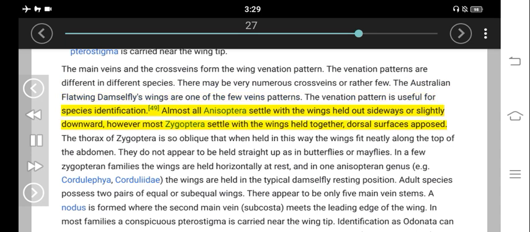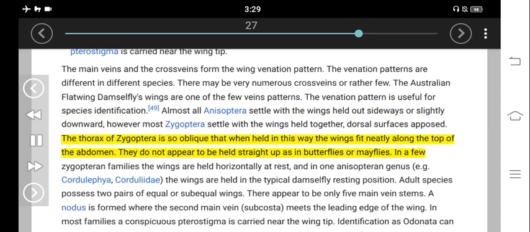Almost all Anisoptera settle with the wings held out sideways or slightly downward, however most Zygoptera settle with the wings held together, dorsal surfaces opposed. The thorax of Zygoptera is so oblique that when held in this way the wings fit neatly along the top of the abdomen. They do not appear to be held straight up as in butterflies or mayflies. In a few Zygopteran families the wings are held horizontally at rest, and in one Anisopteran genus, e.g. Corduliidae, the wings are held in the typical damselfly resting position.